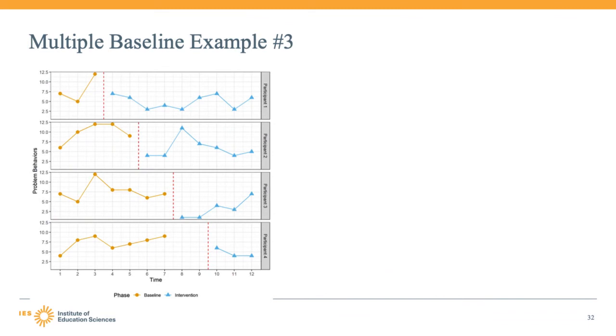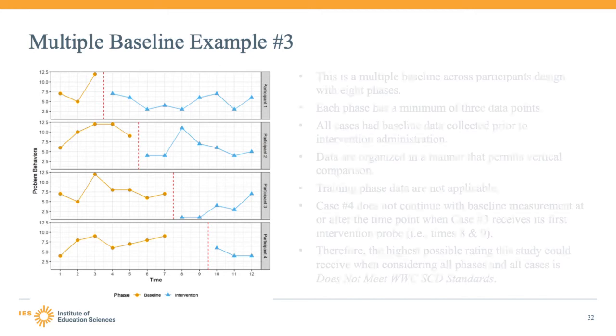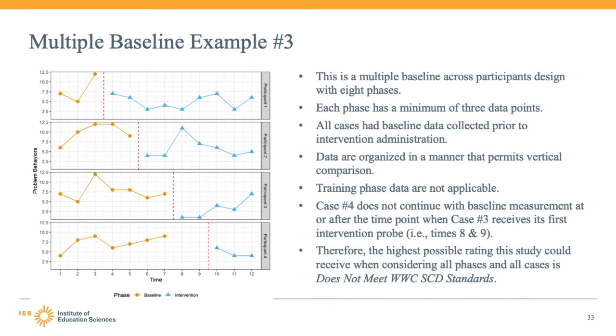Our third example involves a multiple baseline across participants design that includes 8 phases, 1 baseline phase and 1 treatment phase per case, and a minimum of 3 data points per phase. If we then consider the 4 additional multiple baseline or multiple probe criteria, we see that first, baseline data for each case were indeed collected prior to any case receiving the intervention.